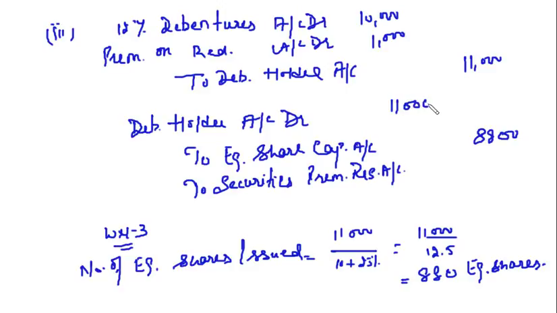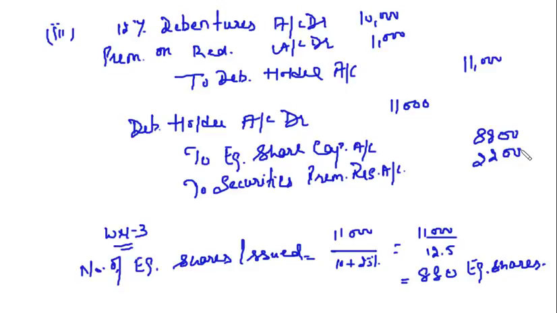8,800 is the capital and 880 multiplied by 2.5. That is, you have to pay 11,000. Out of this, 8,800 is the capital part, right? And the remaining part is 2,200. This is the securities premium. Now this is why it is important to calculate the number of shares or the new debentures being issued, so that you are able to bifurcate the amount of capital and the amount of premium in that.